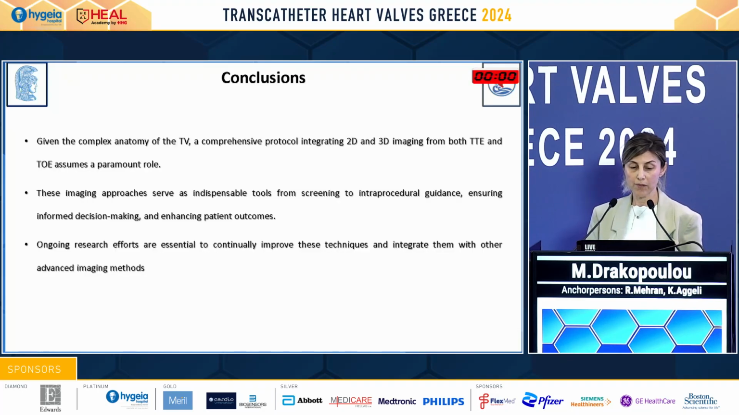In conclusion, given the complex anatomy of the tricuspid valve, a comprehensive protocol integrating 2D and 3D, transthoracic and TOE imaging is of paramount role. There is a great variation in the anatomy of the tricuspid valve, so ongoing research efforts are essential to continually improve the interventional techniques and integrate them with other advanced imaging methods. Thank you.